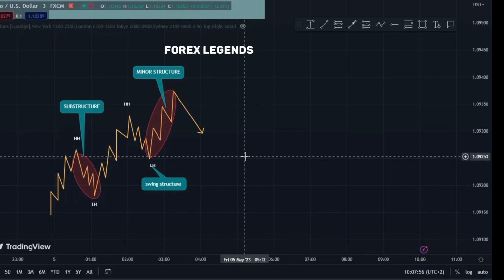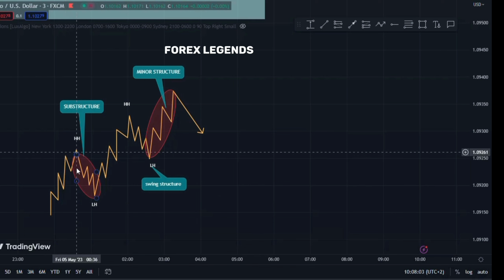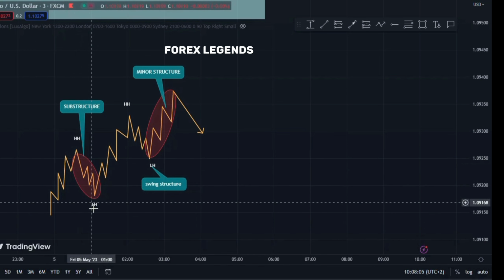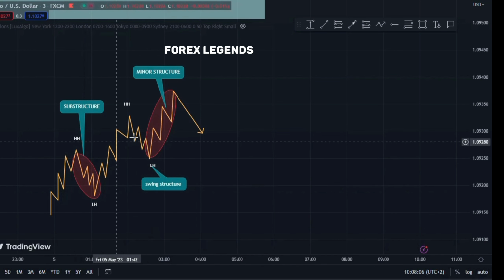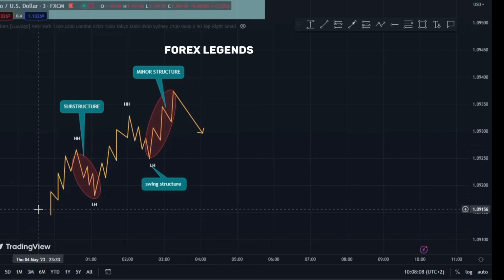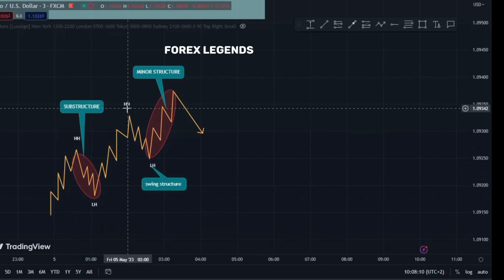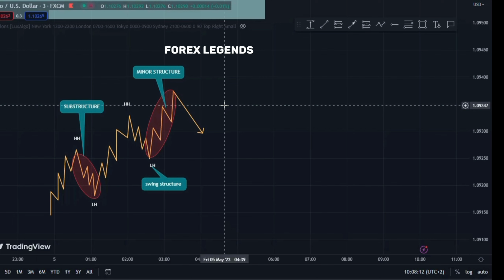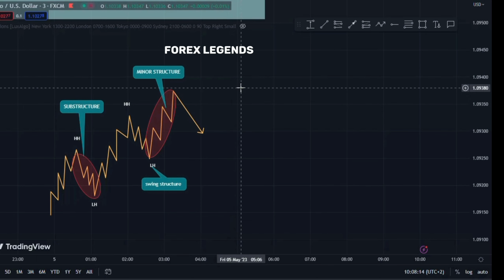As you can look at, there are a few things which I've labeled here, right? A swing structure is actually this, right? It is when we see higher highs, higher lows, higher highs, higher lows, and the opposite way if we're in a downtrend, right? These are big moves. This is what we call a structure, right? When we see a big move in the market, it's called a swing structure.